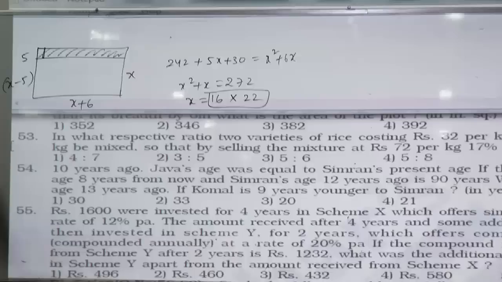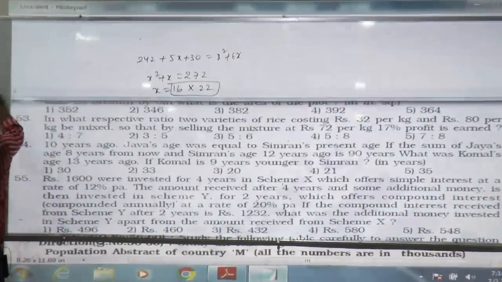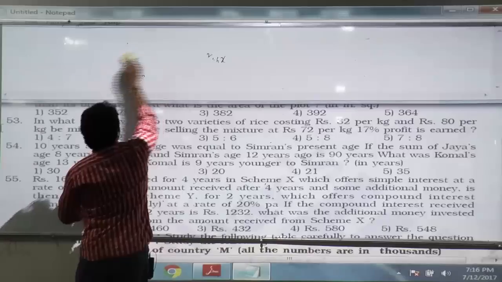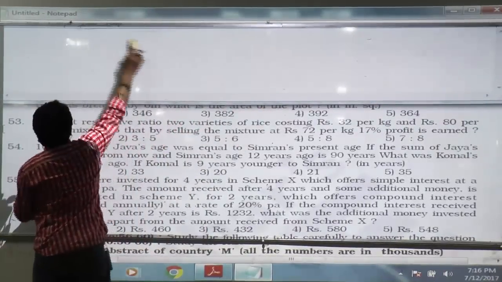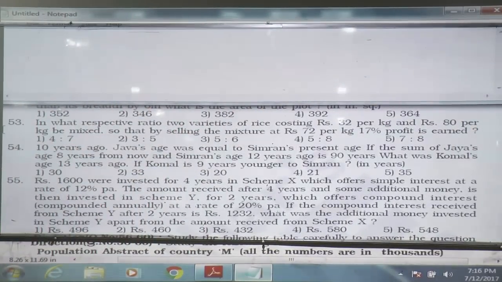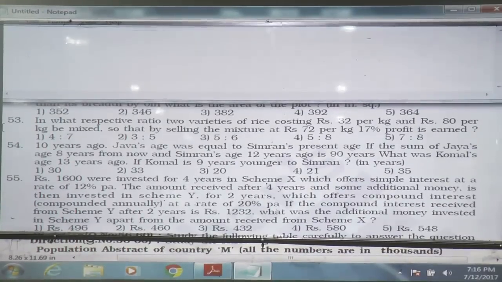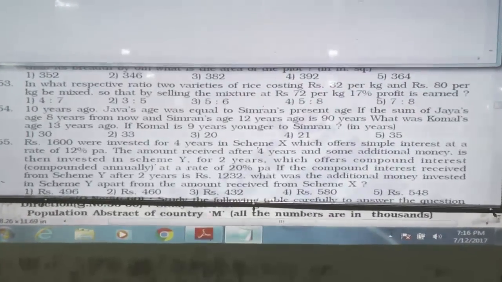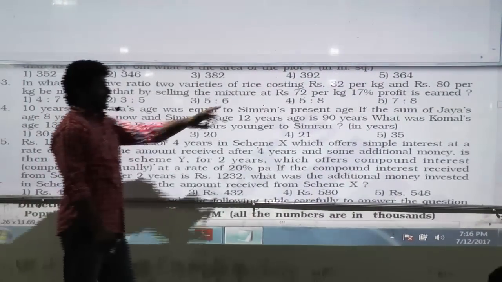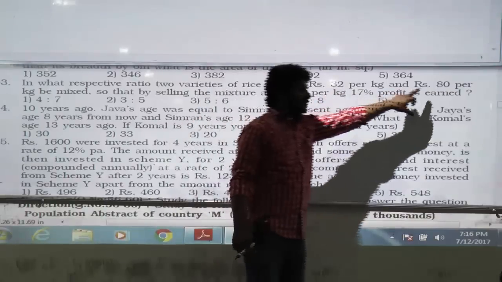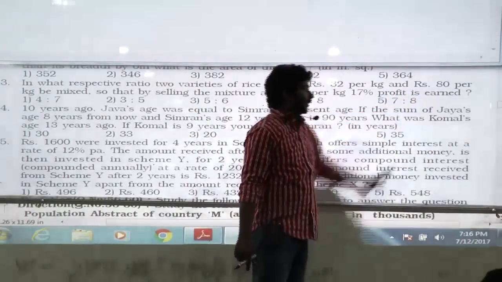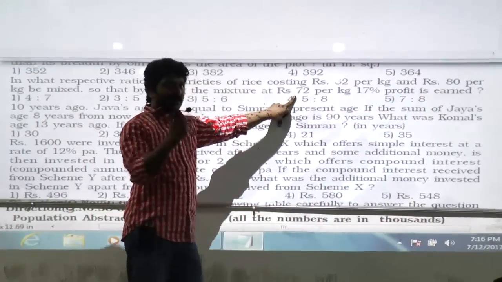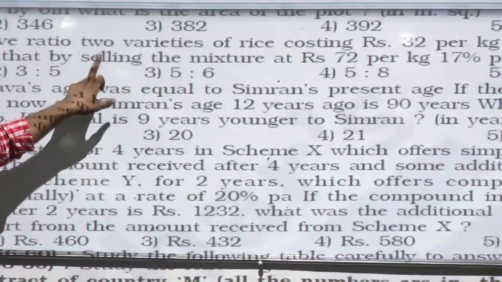Next, anyway, question 53. In what ratio should the two varieties of rice costing 32 rupees per kg and 80 rupees per kg be mixed, so that by selling the mixture at 72 rupees per kg, 17% profit is earned? 17% profit. 117, 9 multiple. Fine. There is a profit of, see, 32 rupees is cost price. 80 is also cost price. Now the mixture should also be cost price, but 72 rupees is selling price.